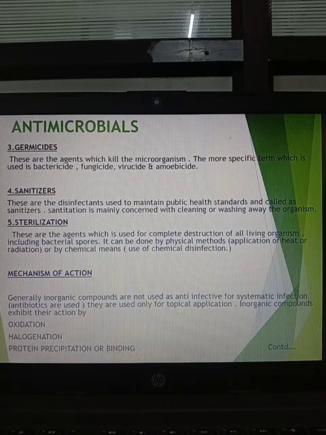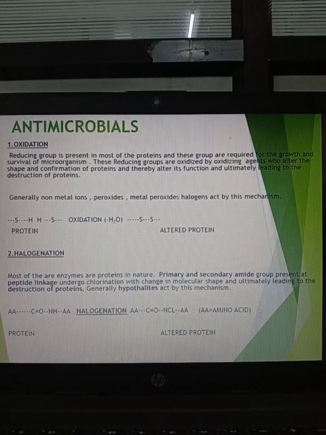Now coming to the mechanism of action, how it does its action. Generally inorganic compounds are not used as anti-infectives for systemic infection. That means they are not engulfed or digested, so they are used only for topical application. Inorganic compounds exhibit their action by the following mechanisms: oxidation, halogenation, protein precipitation or binding. Now coming to the oxidation.